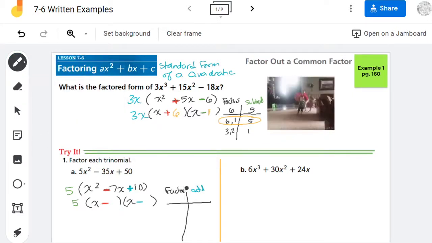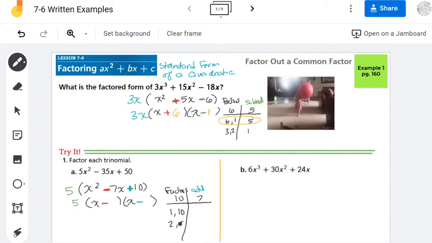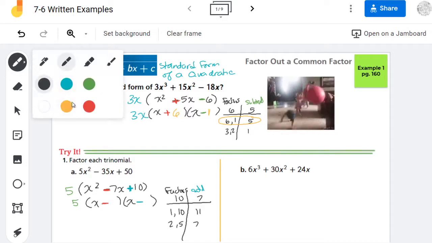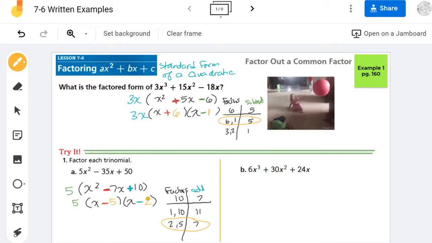So I'm going to try to find the factors of 10 that add to make 7. If I look for factors of 10, I know 1 and 10, and 2 and 5. If I add those across, I get 11 and 7. So this bottom set of factors is the set that I'm going to use. The big one usually goes with the sign that falls down, and the small one gets filled in. So now this is my fully factored form.